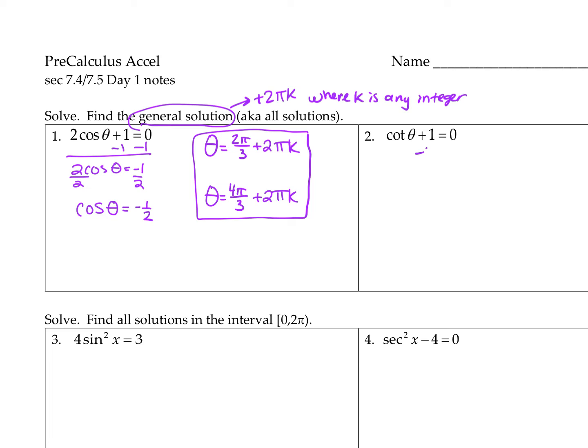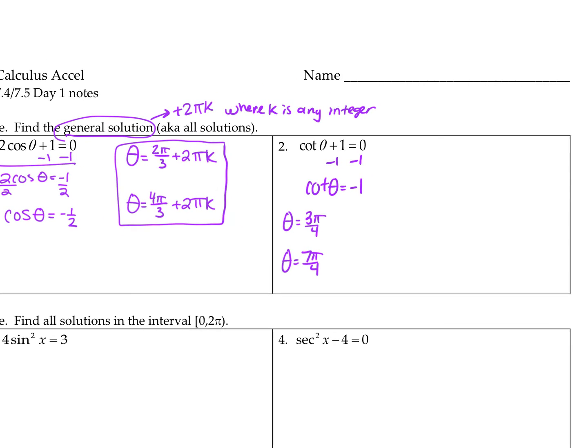In number 2, I'm going to get this cotangent alone by subtracting 1. So I'm going to get cotangent of theta as negative 1. Now cotangent is negative 1 at 3 pi over 4 and at 7 pi over 4.